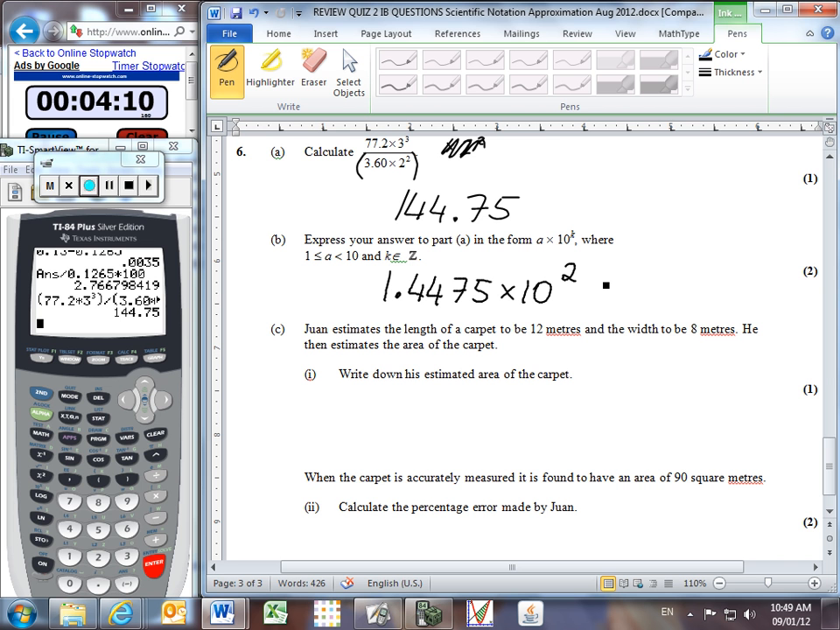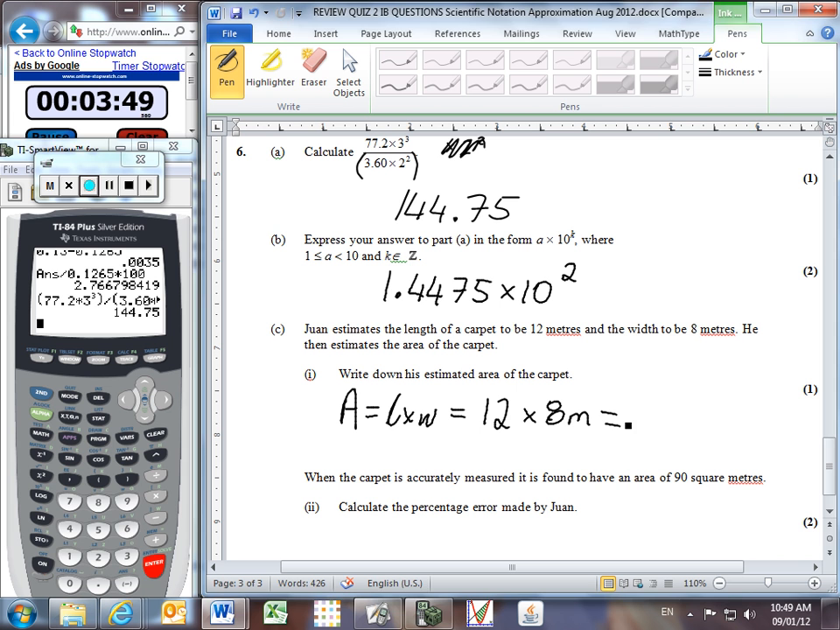Part C. Juan estimates the length of a carpet to be 12 meters and the width to be 8 meters. He then estimates the area of the carpet. So how do you find the area of a rectangular carpet? Well, we know that area is length times width, isn't it? And so that's going to be 12 meters times 8 meters.